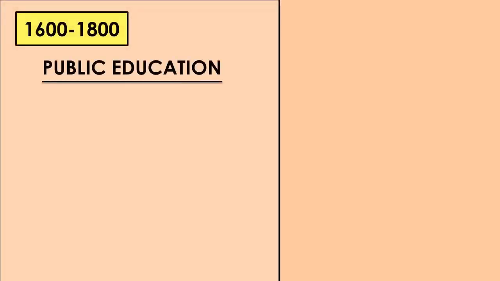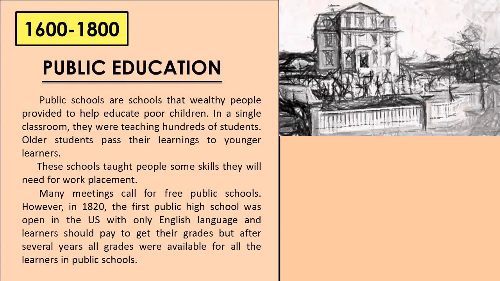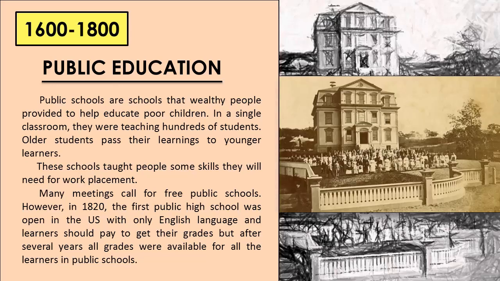1600 to 1800. Public education. Public schools were schools that wealthy people provided to help educate poor children. In a single classroom, they were teaching hundreds of students. Older students passed their learnings to younger learners. These schools taught people some skills they would need for work placement. Many meetings called for free public schools. However, in 1820, the first public high school was opened in the US with only English language, and learners had to pay to get their grades, but after several years all grades were available for all the learners in public schools.